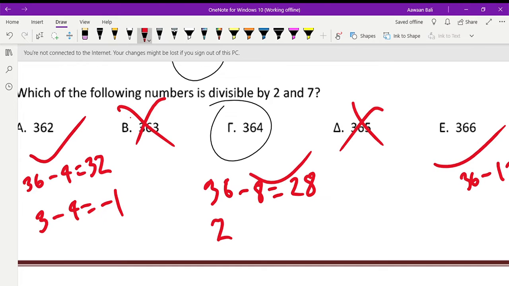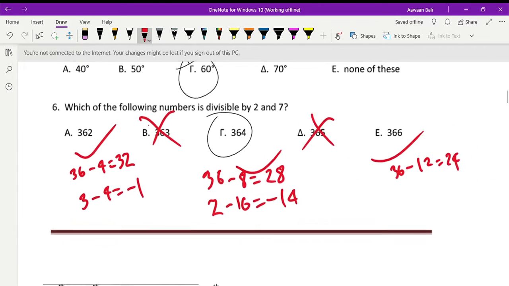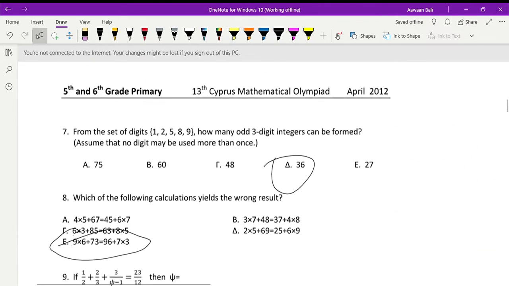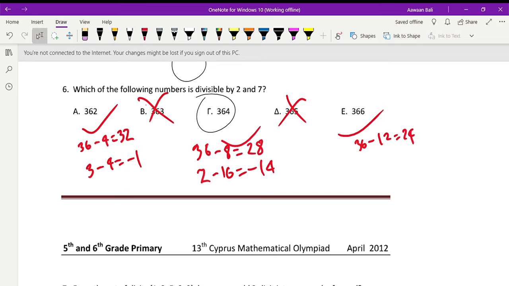But if you want to check even further, 2 times 8 is 16. 2 minus 16 is minus 14. And even if it's negative, 14 is 7 times 2, which means basically that the answer is gamma, 364. So you can do this without checking it.